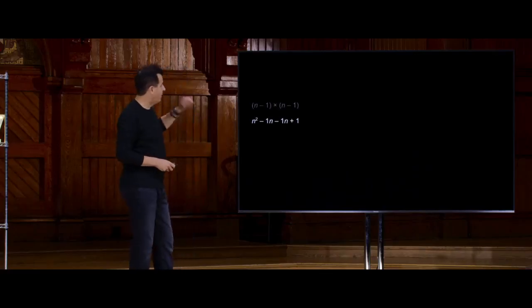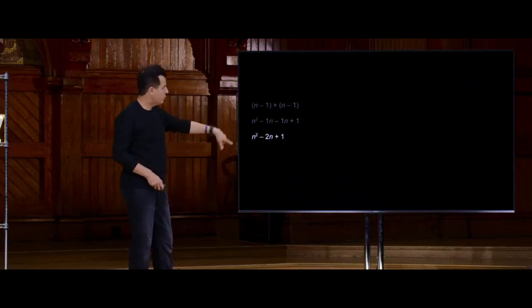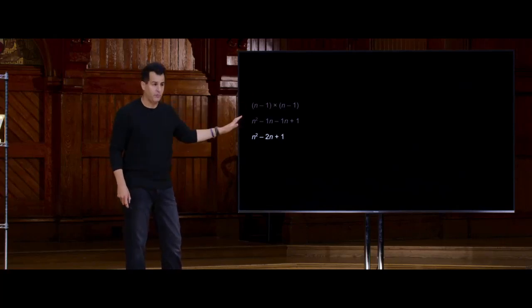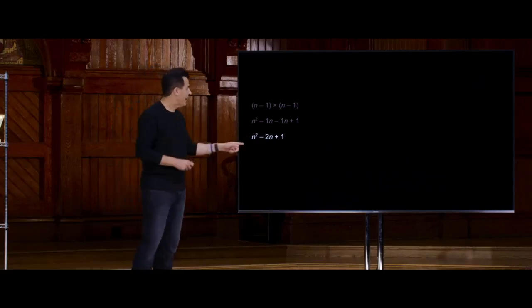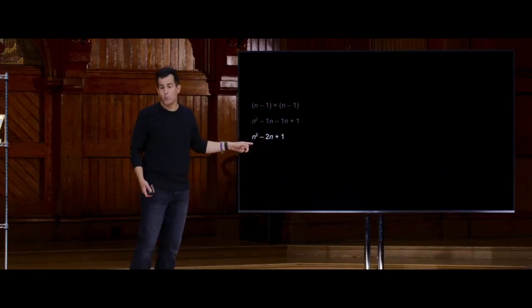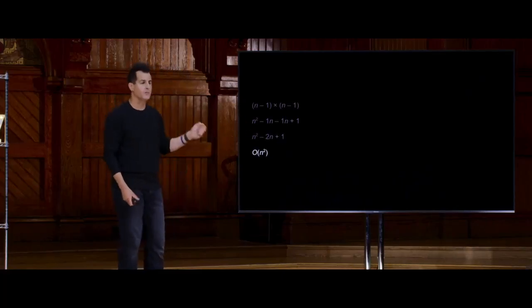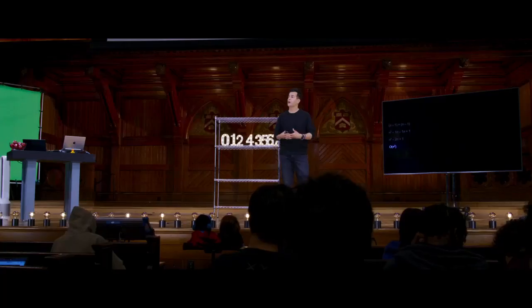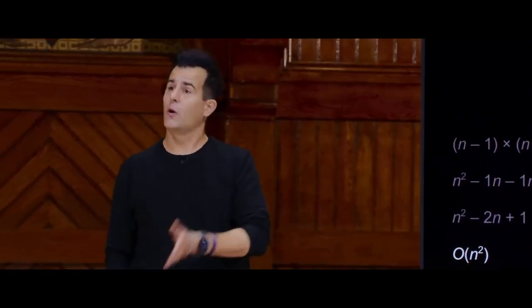If we do our little FOIL method, n squared minus n minus n plus 1, combine like terms, n squared minus 2n plus 1. Who cares? This is ultimately going to be on the order of big O of n squared. Only because, if you ask yourself, when I plug in a really big value for n, which of these is really going to contribute most to the answer? It's obviously going to be n squared, and we can ignore the lower order terms. So this doesn't seem to have made any progress. Selection sort was on the order of n squared. Bubble sort, based on this analysis, is also on the order of n squared.